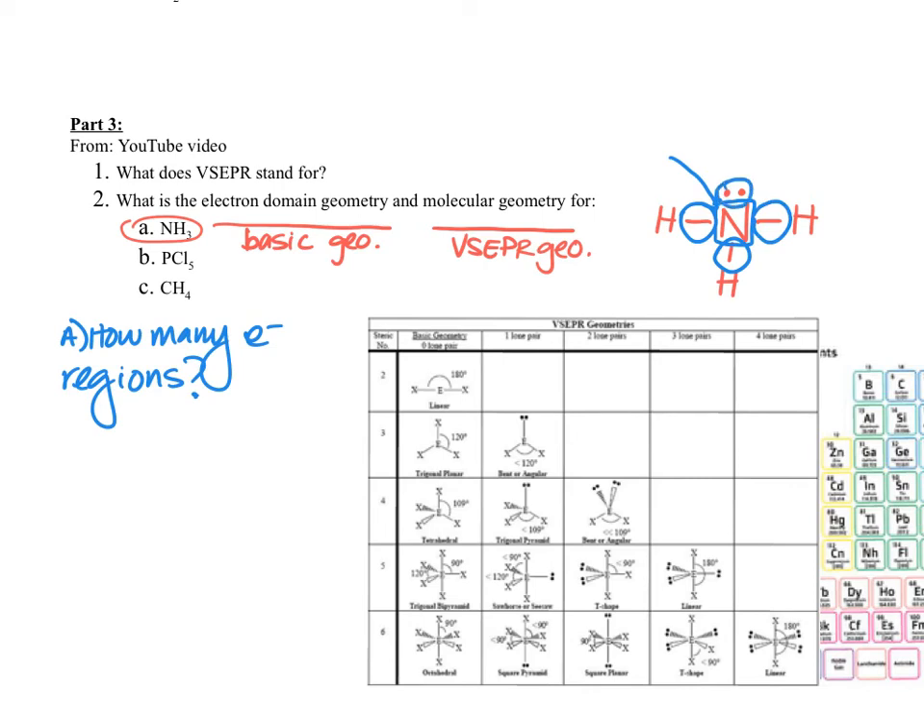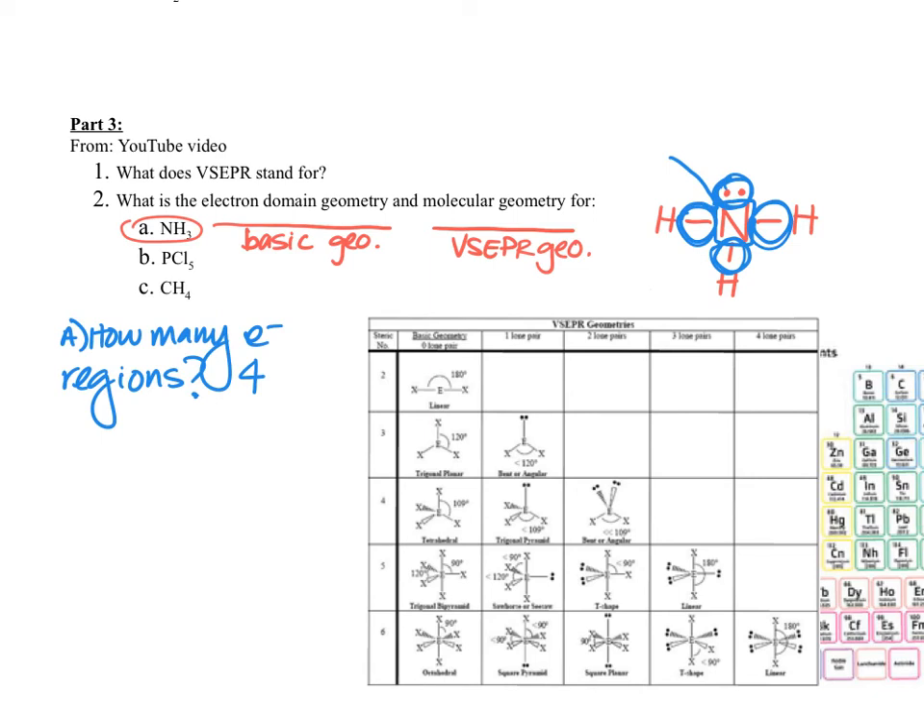What you're looking for essentially is either a bond, which is a line, or multiple bonds, or lone pairs of electrons. So these are all bonds, these 3, so these each count as a region, and this is a lone pair, which is another region, so I have a total of 4. So the answer would be 4. Okay, that's going to give you your basic geometry.